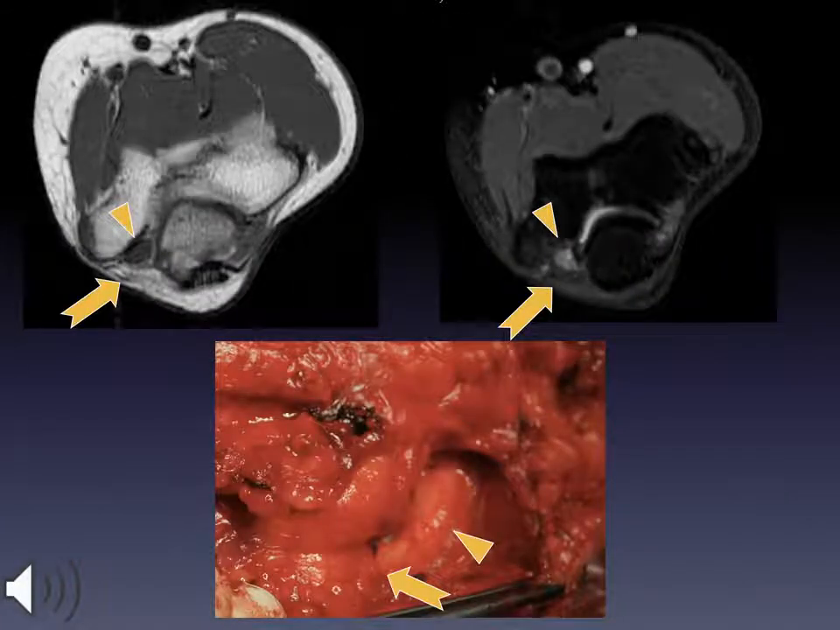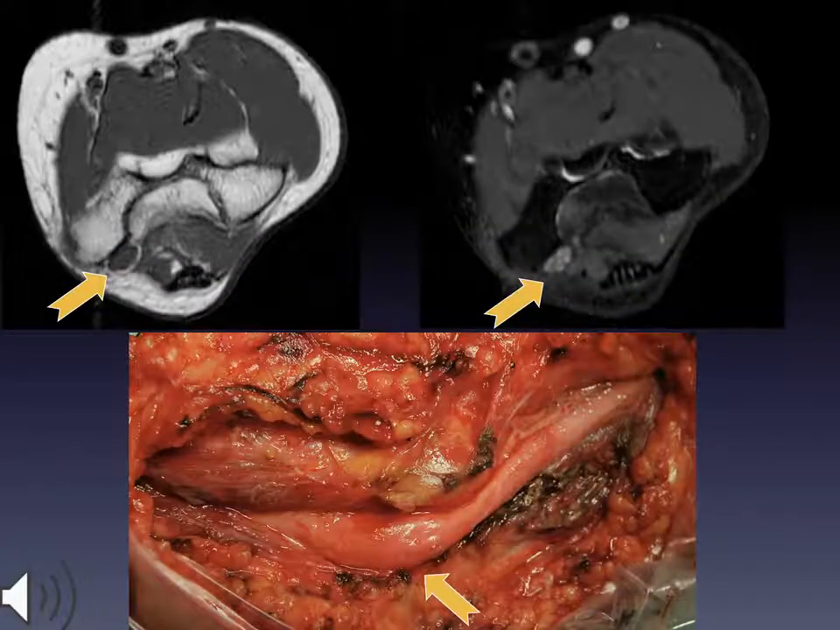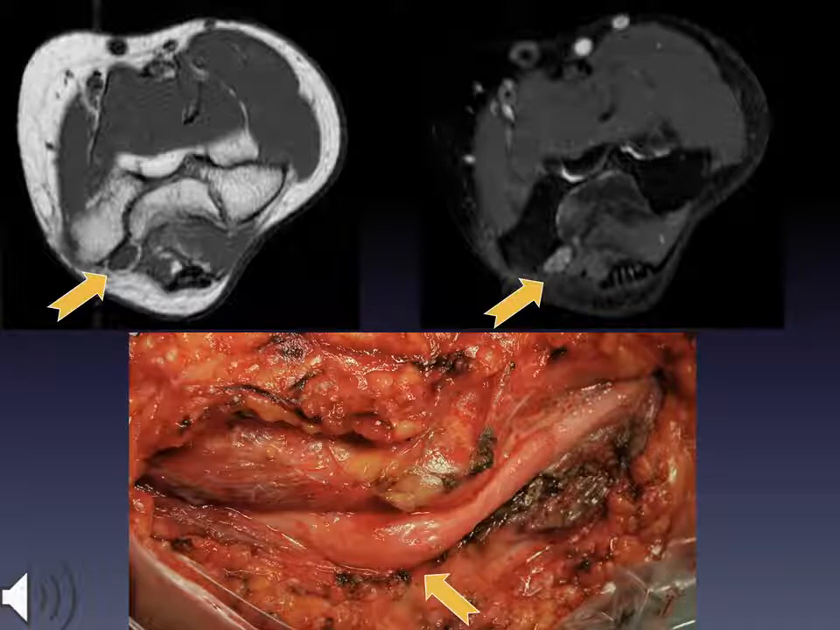Here, the arrow is pointing towards the cubital tunnel, and the arrowhead is pointing towards the swollen and hyperintense ulnar nerve, as well as in the corresponding intraoperative images. Here, the arrow points towards the swollen ulnar nerve, with a neuroma-like appearance, with the corresponding intraoperative pictures.